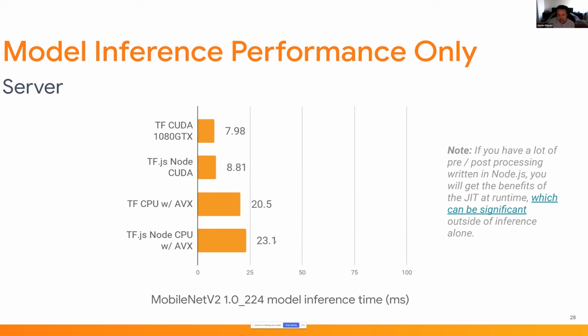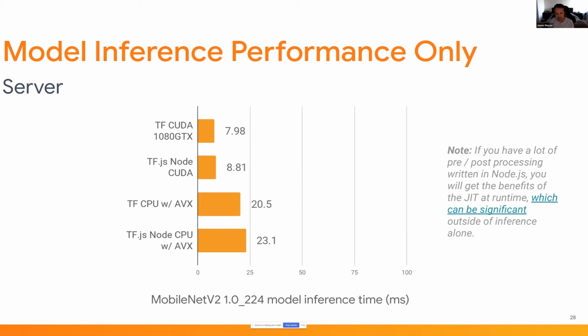Now, the really interesting thing happens when you have a lot of pre or post processing. Note that these performance times are just for the model inference only, okay? Now, if you have a lot of pre or post processing, and in some situations you might have that where the model needs the data to be processed into a certain format so it can be digested correctly. If you have a lot of that going on, then if you do that pre-processing layer in Node.js, you can get extremely good performance benefits because of the just-in-time compiler that JavaScript has.